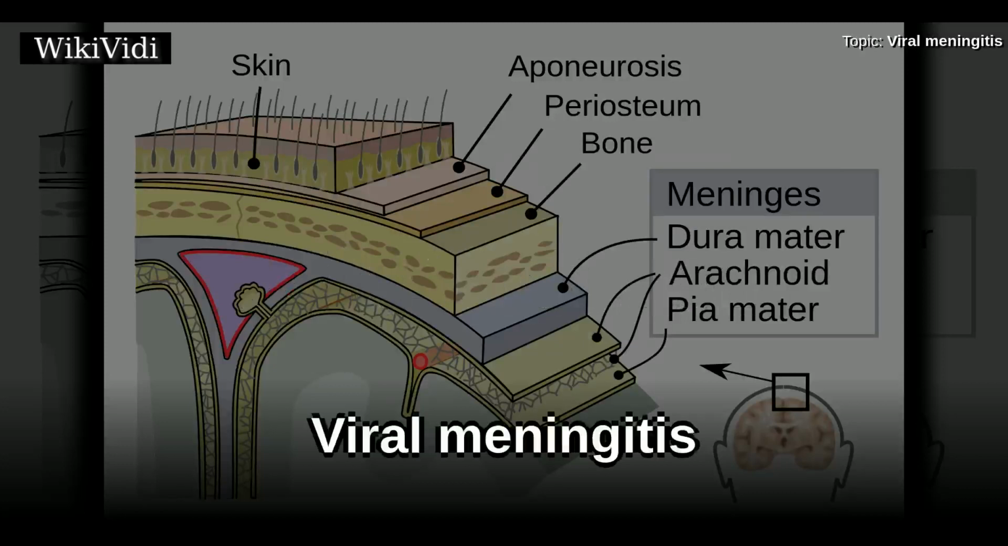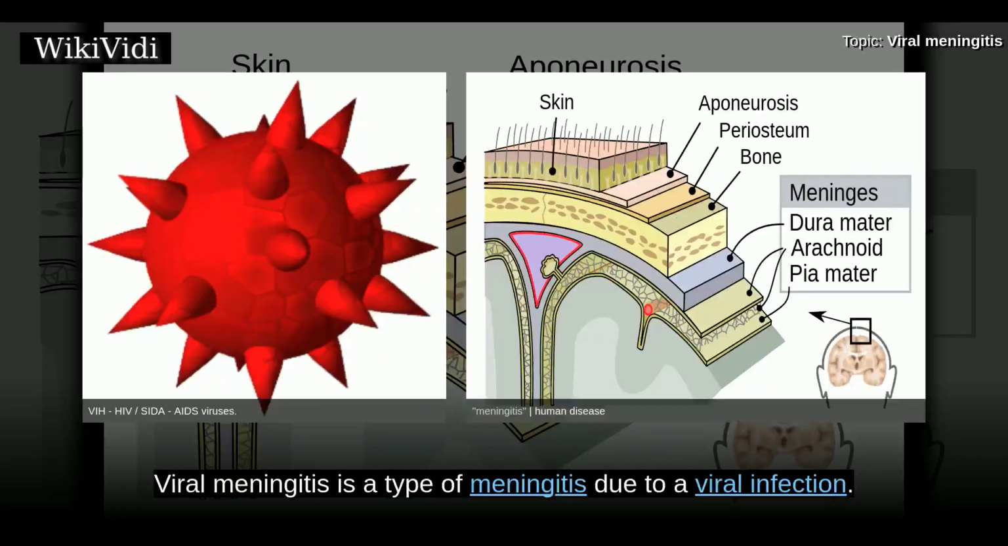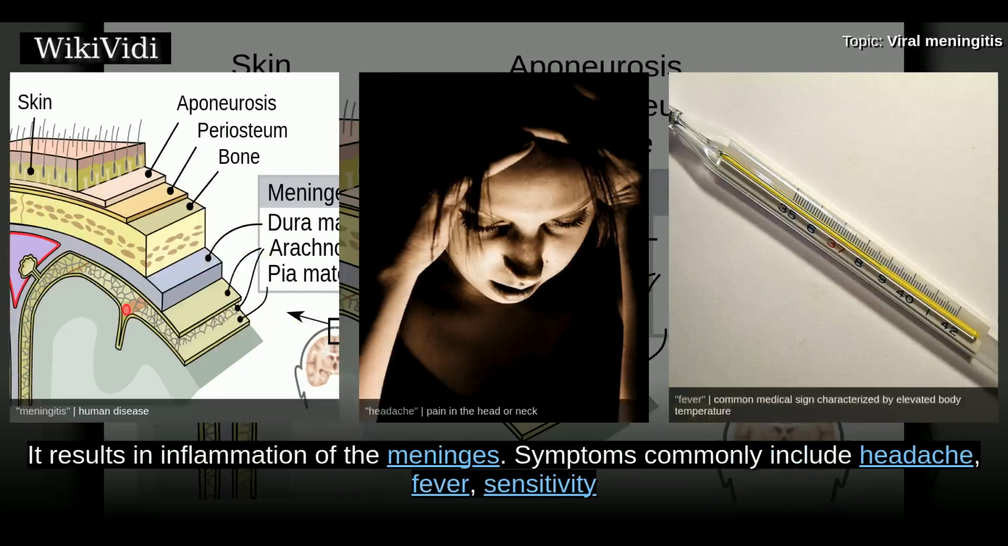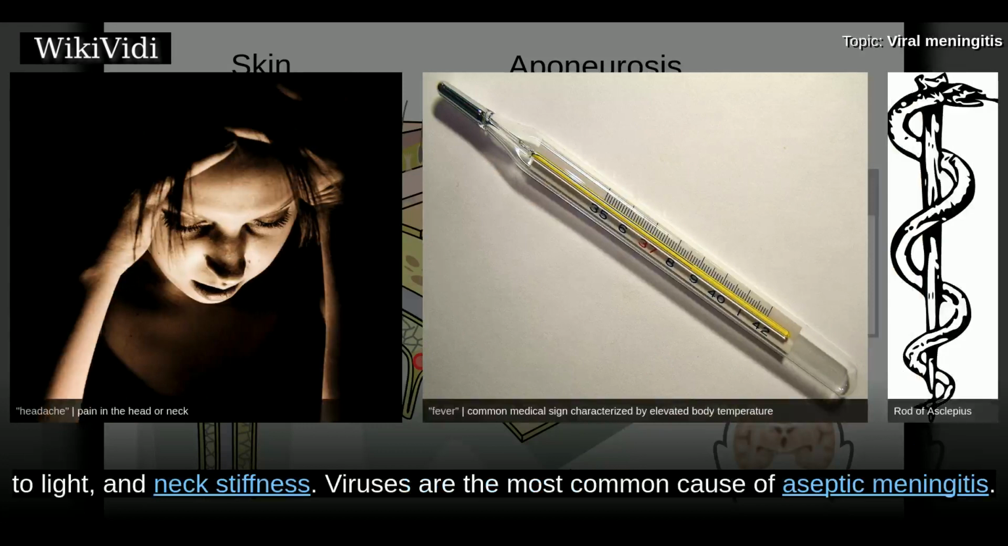Viral meningitis. Viral meningitis is a type of meningitis due to a viral infection. It results in inflammation of the meninges. Symptoms commonly include headache, fever, sensitivity to light, and neck stiffness.